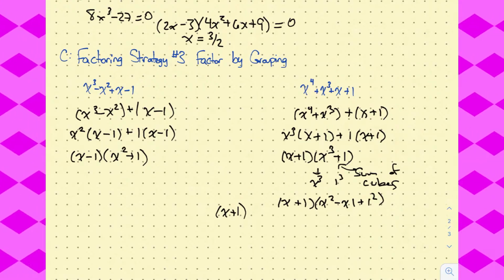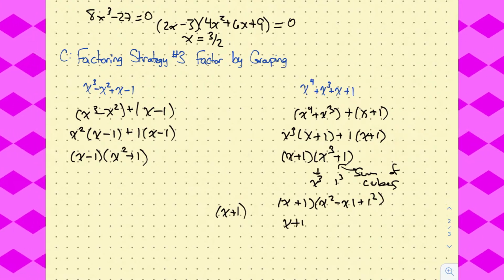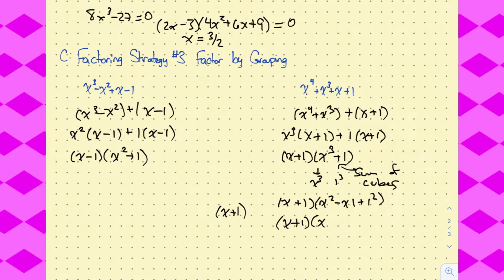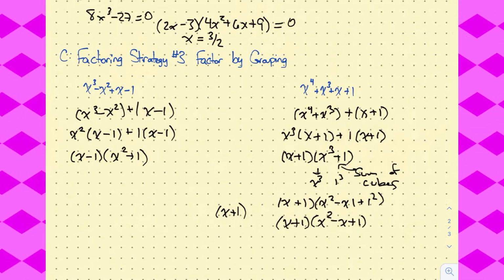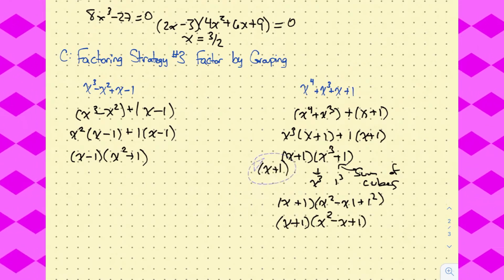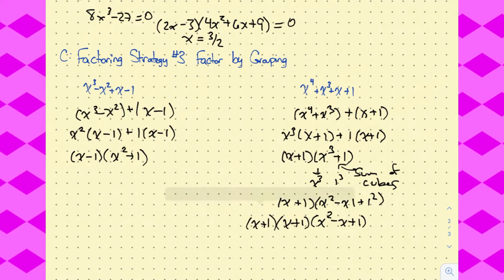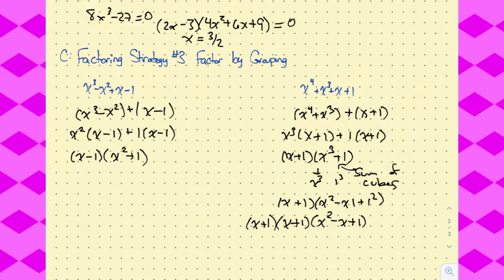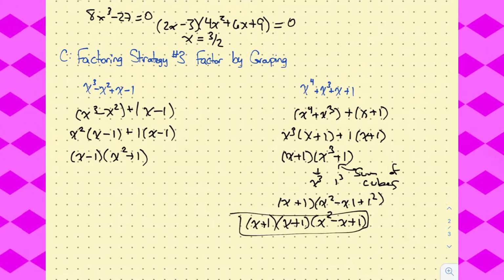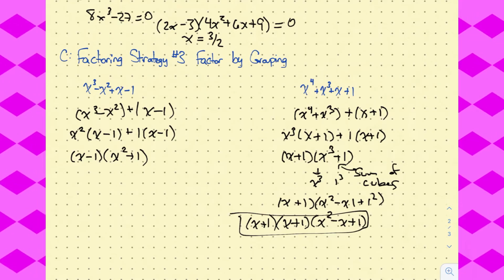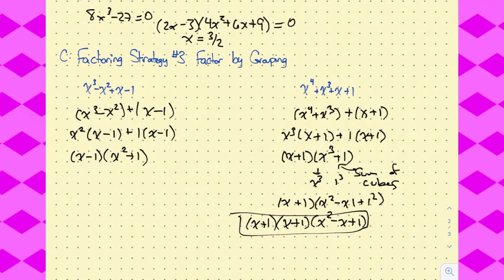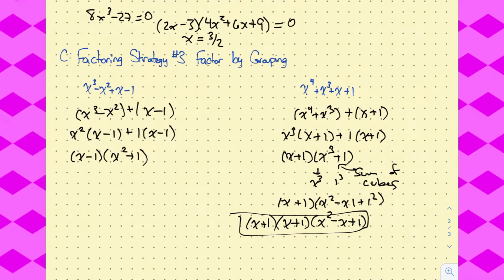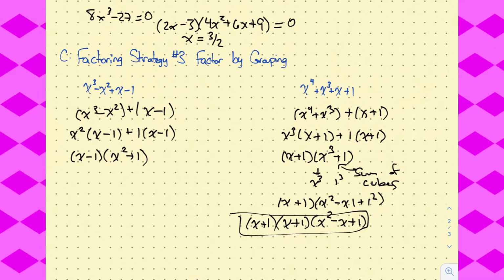Which we can simplify. That's x plus 1, x squared minus x plus 1. And then here's that original x plus 1 I told you that we'd bring along for the ride. So this is the fully factored version of x to the fourth plus x cubed plus x plus 1. So that's it. That's 3 new tools for our toolbox for factoring polynomial expressions.